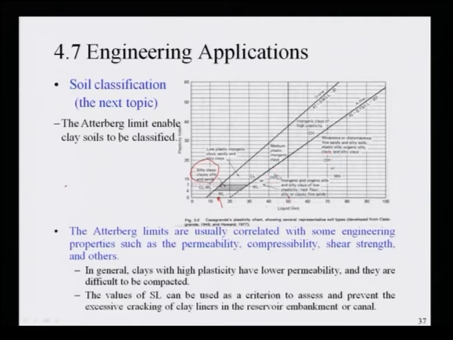Now, if I come to here, between this 50 to 80% below the A line, it is either OH or MH. H means high plasticity, O means organic, and M is your silt. If you look here, the classification has been made: micaceous or diatomaceous fine sandy and silty soils, elastic silts, organic silts, O for organic, organic silts, clays and silty clays.